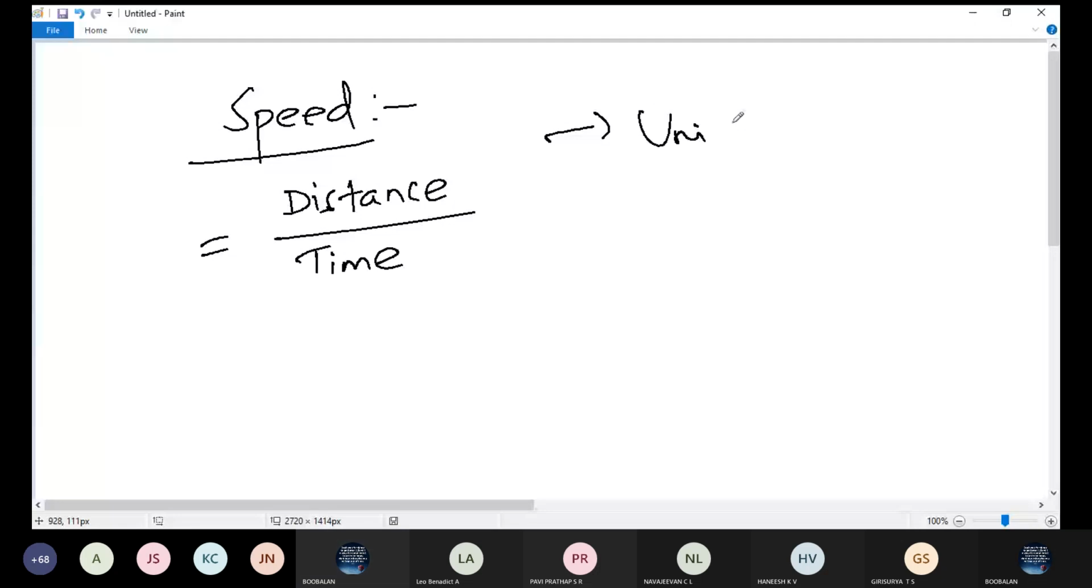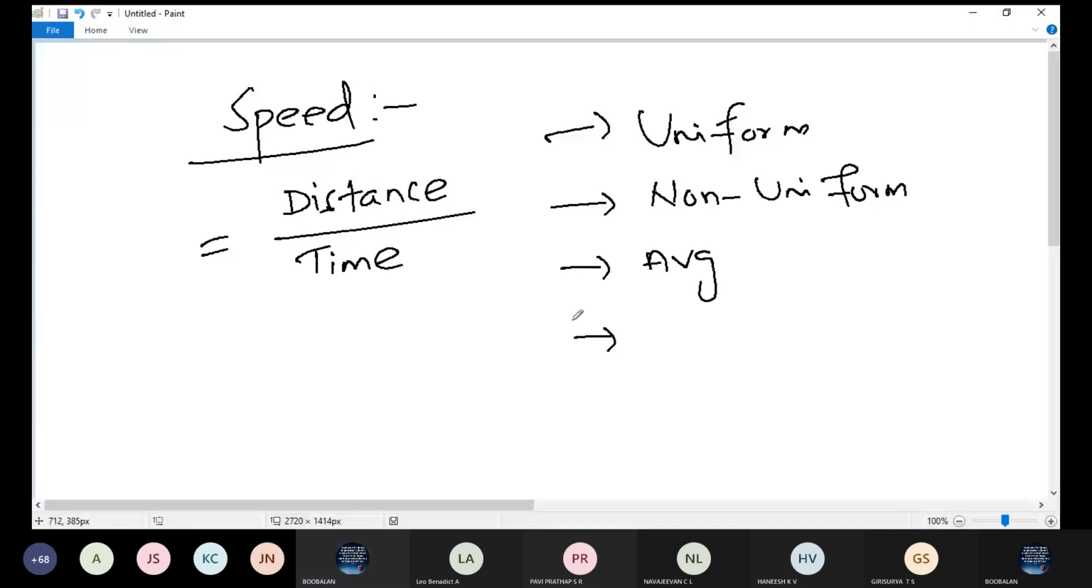The next one is uniform speed, then non-uniform speed, next one average, and the fourth one instantaneous. So up to that you can understand uniform, non-uniform, average. What is instantaneous? It may be more confusing for you. Okay, no need to be confused. It is very simple. I will tell you.